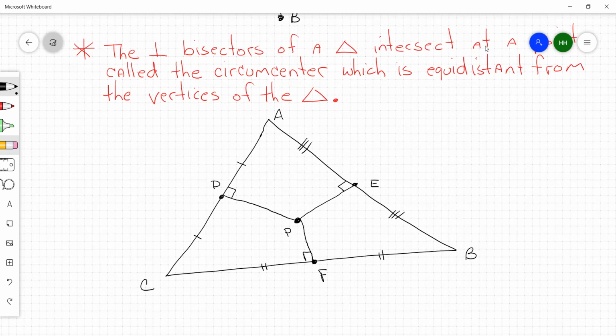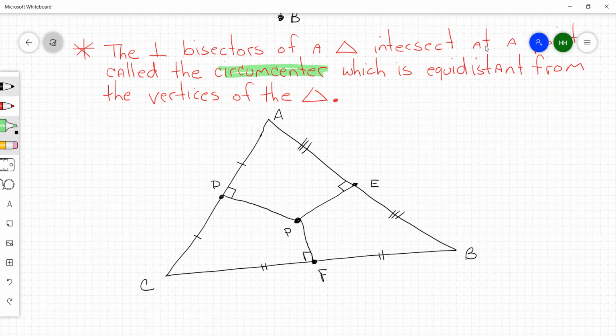They intersect. There's a segment that intersects with each side of a triangle that splits it in half and creates a 90-degree angle. Now, what did the rule just say? The perpendicular bisectors of a triangle intersect at a point called the circumcenter. Point P is the circumcenter, which is equidistant from the vertices of the triangle.